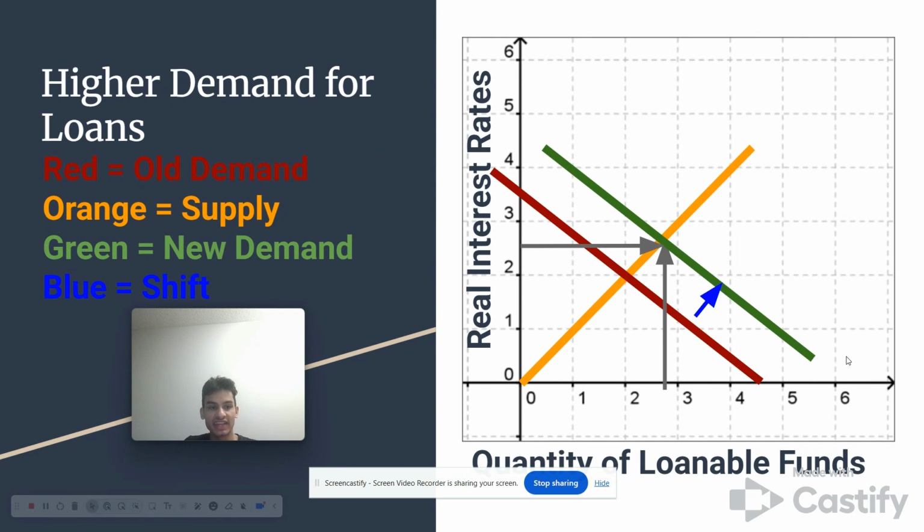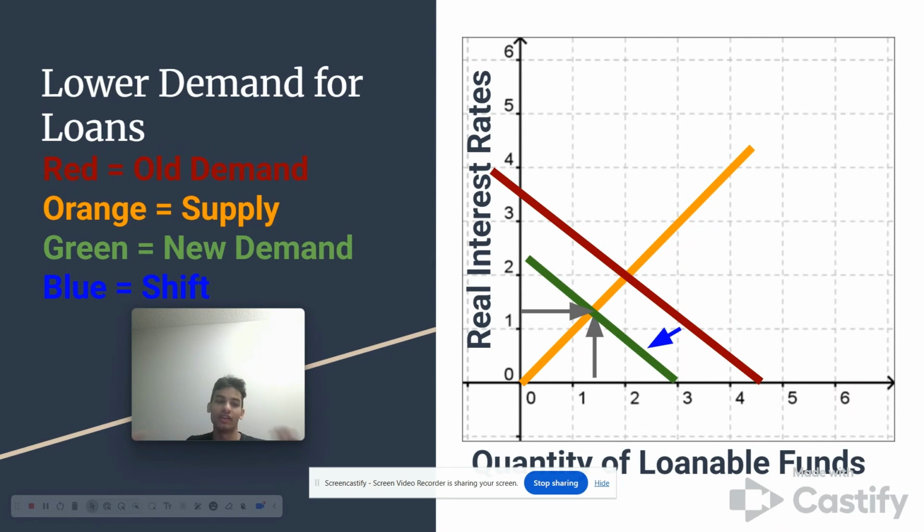So if you take a shift in the demand and shift it to the right, that represents an increase in demand for loans. Now what that does is that creates a new intersection point with the supply, assuming the supply hasn't changed, and that causes the intersection to be higher up on the graph, meaning the actual interest rate of the loans is higher now.